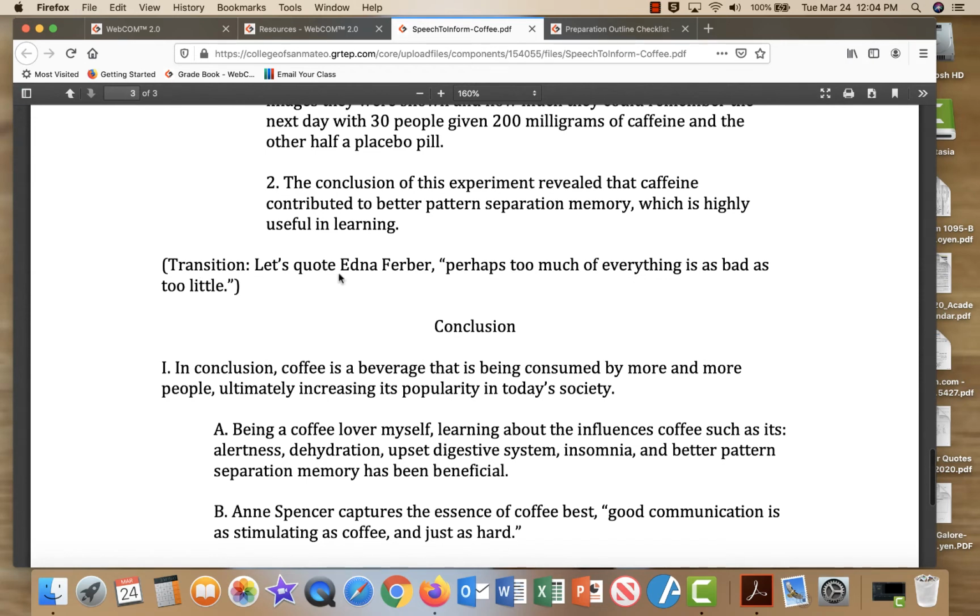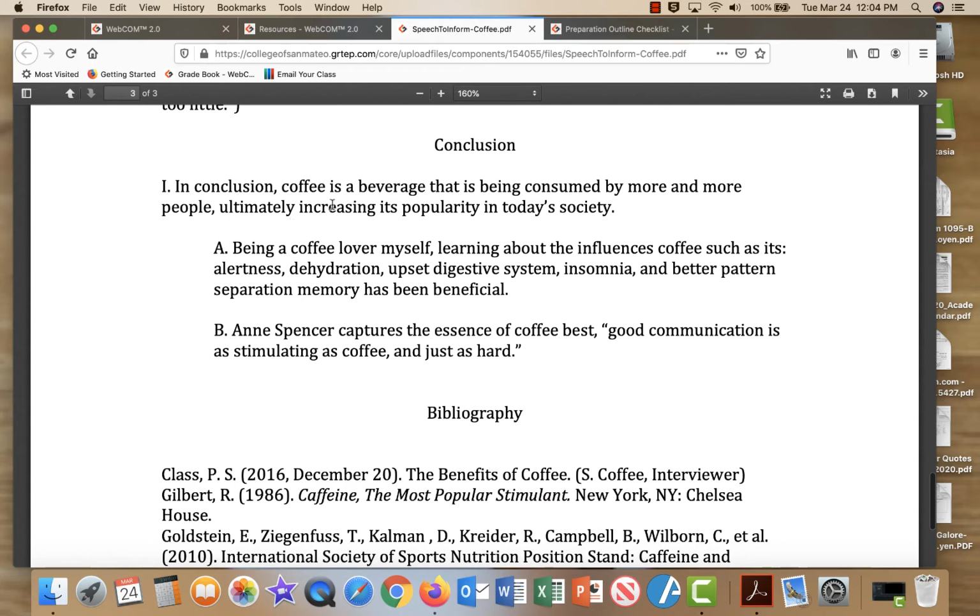So here, this person decided to use a quote from Edna Ferber, and now we have, in conclusion, which signals the end of the speech and also restates the main points of the speech. The conclusion has got to be relatively brief. Now, one thing I do like is that over here, the speaker decided to use a quote, summarize, and leave the speech with a very memorable quote. So, good communication is as stimulating as coffee and just as hard. I found this to be pretty clever since we're taking a communication studies course.